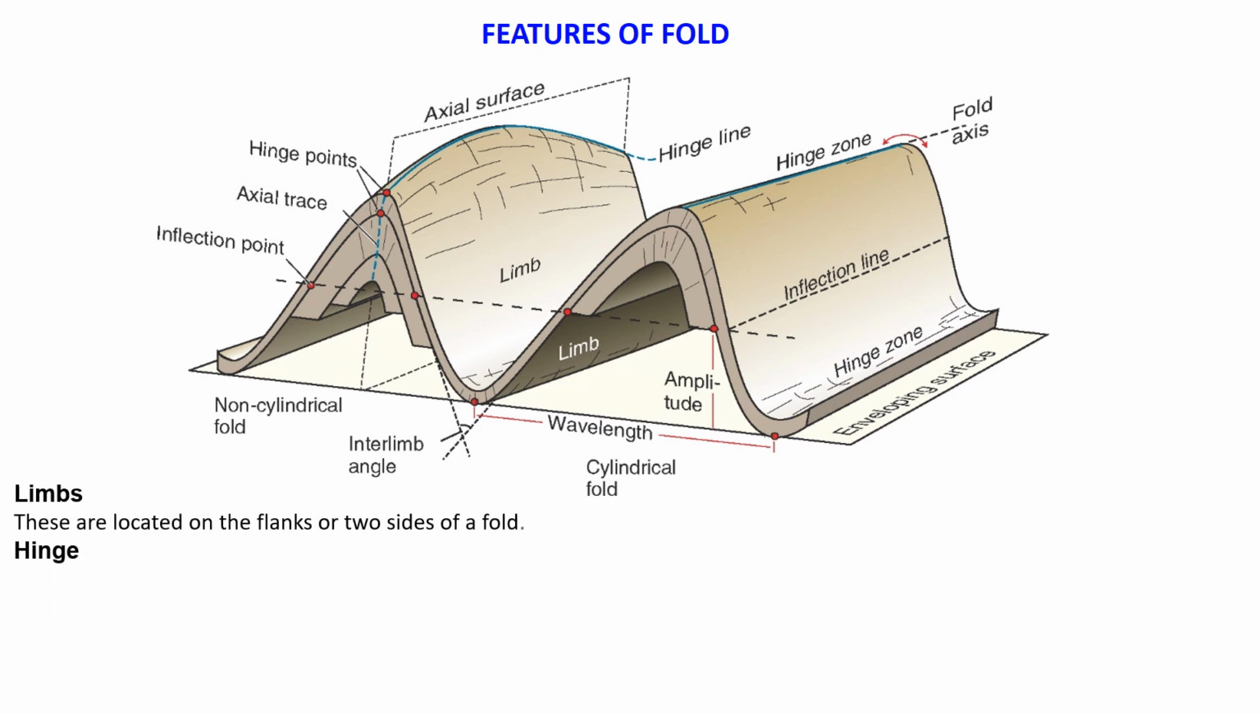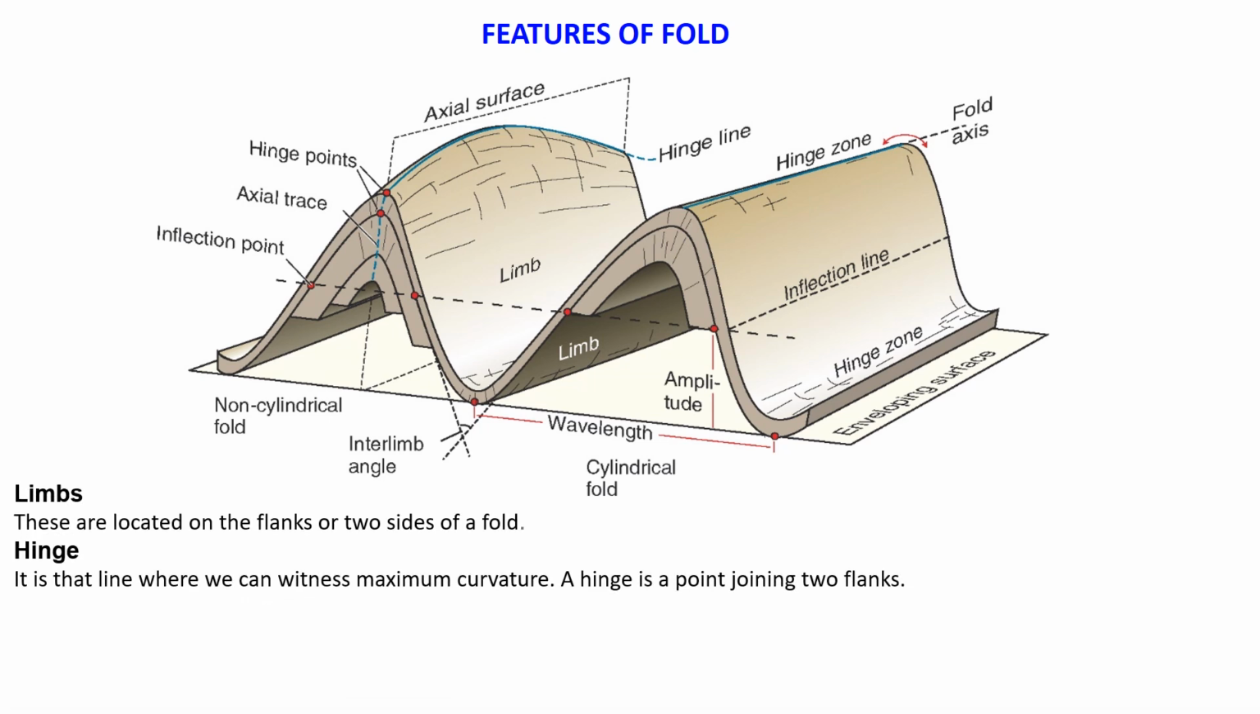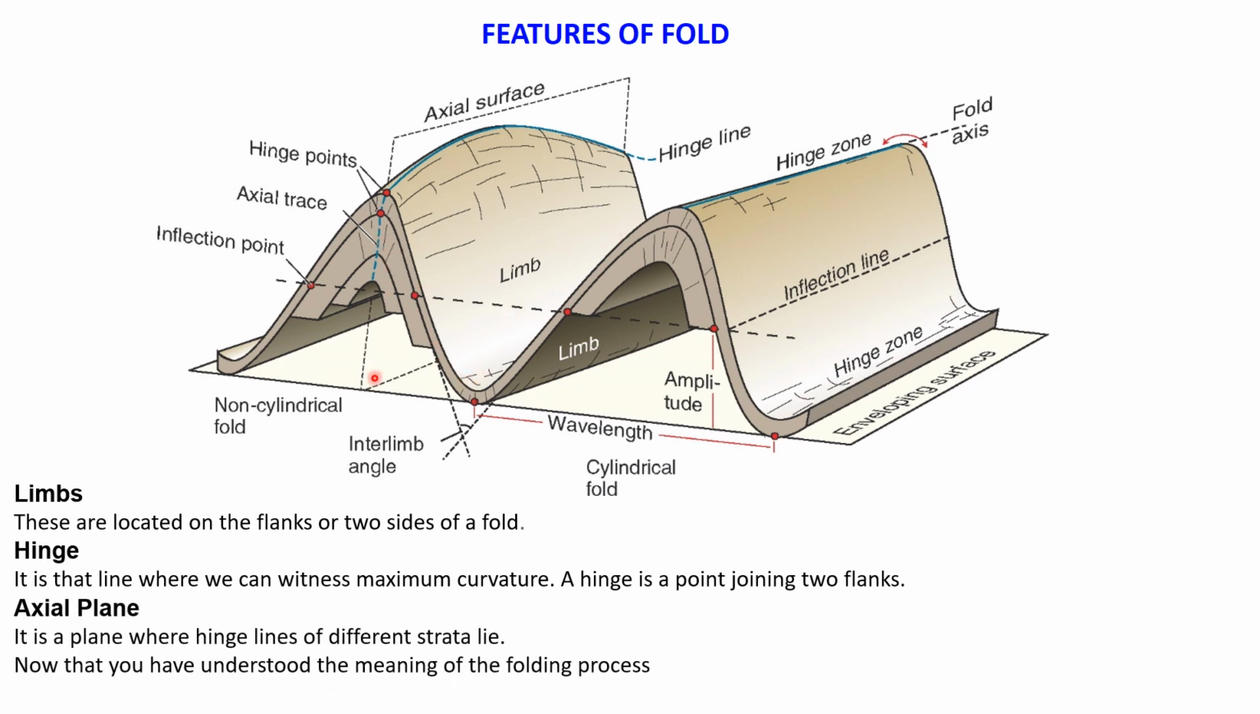So let's talk about the features of the fold pictorially. This is nothing but a wave. You can see a 3D wave structure. In the wave, the flanks or the two sides of the fold are called limbs. We can witness the maximum curvature, and the hinge is the point that is joining the two flanks. That is called the hinge. And the axial plane is what? It is the plane where the hinge lines of different strata lie. So this is the full folding procedure, the 3D structure.